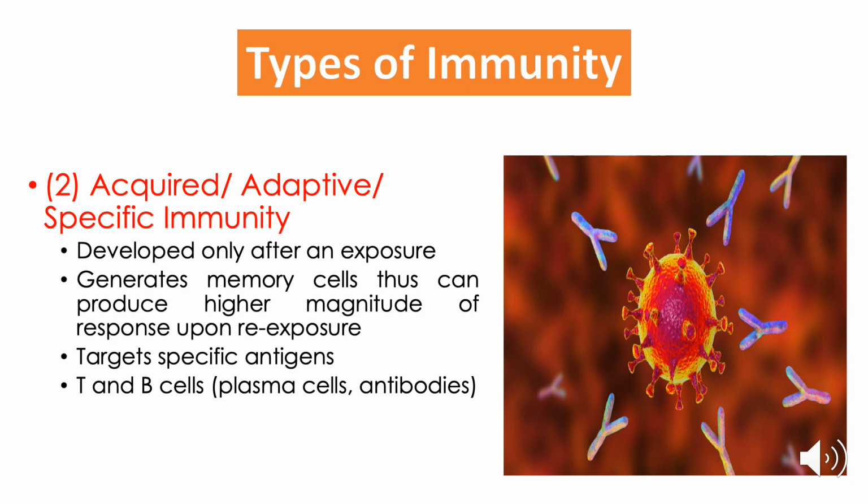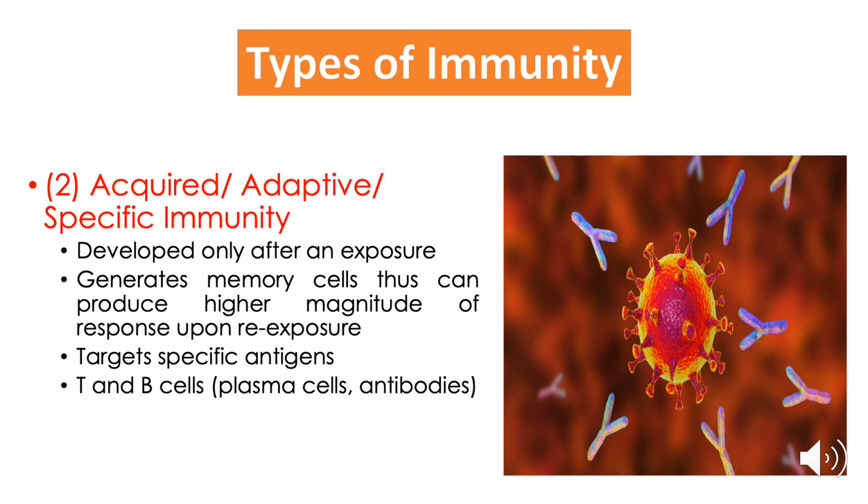But the good thing about adaptive immunity, again, is that the more you are exposed, the higher the amount of immune responses generated. Why do you think adaptive immunity can generate a higher magnitude of response upon re-exposure? Because the cells involved in adaptive or acquired immunity are T cells and B cells. And these cells are known to generate memory cells. So they will not forget the organism that caused you to become sick. Every time that you encounter the same antigen, they will automatically generate an immune response.